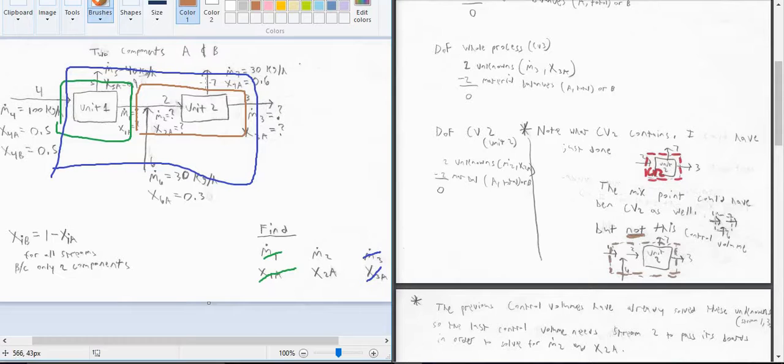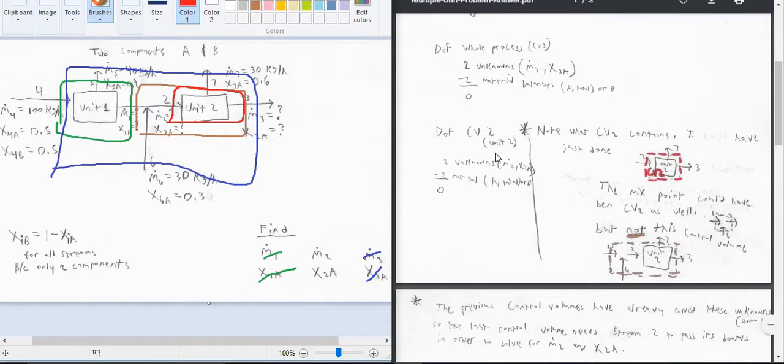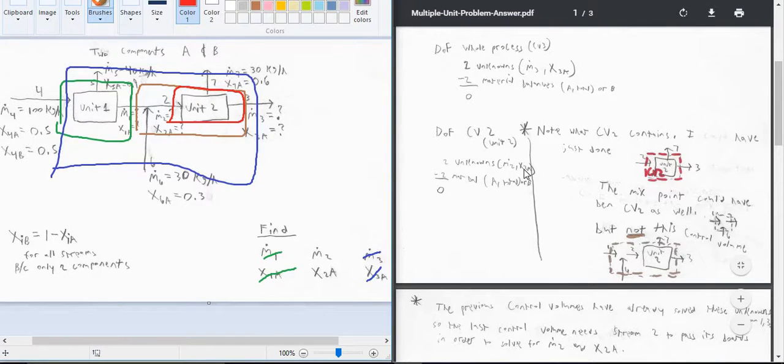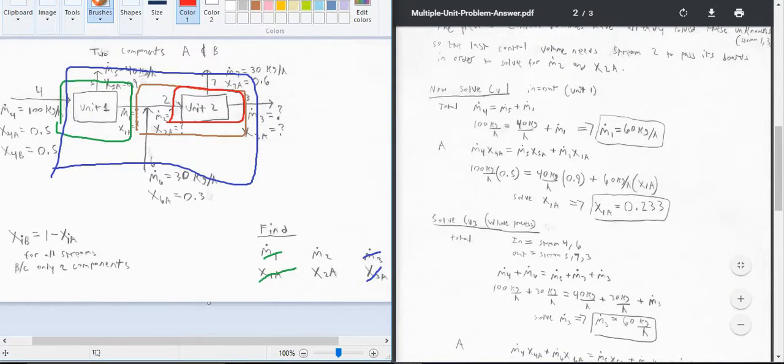In order to find new information, we're going to look at unit 2, a material balance around unit 2. So now you can see we have stream 2 coming in, and stream 3 exiting, and stream 7 exiting. So we have the 2 unknowns, M2 and X2A, in there. We have 2 material balances, so we'll be able to solve that. So let's look at actually solving it.